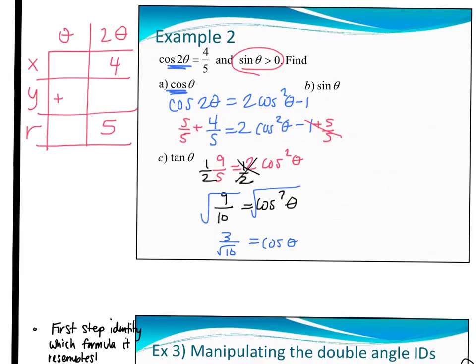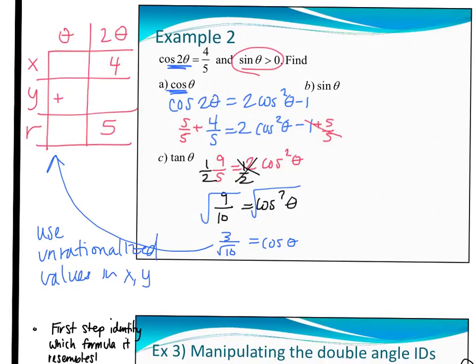However, for the purposes of our XYR chart, I would recommend using the unrationalized values in your XYR chart. And the reason why I suggest that is because these values are much simpler to work with. They'll be easier for Pythagorean Theorem. So we know we're going to have a 3 for x, we're going to have a root 10 for r. So now when we do our Pythagorean Theorem, 3 squared is 9 plus y squared equals root 10 squared, or just 10. Well, then that tells us that y is going to equal 1.